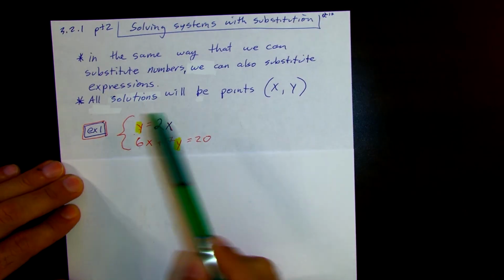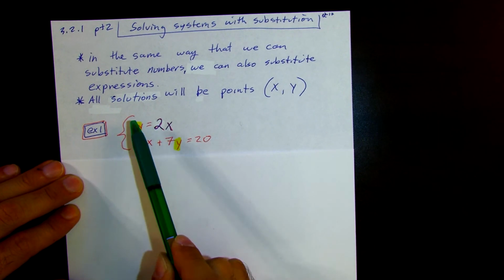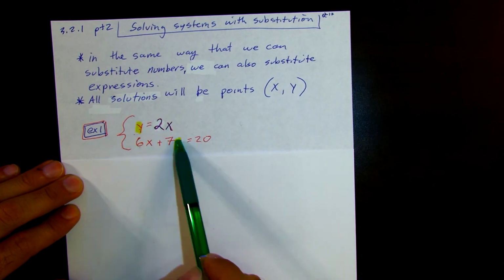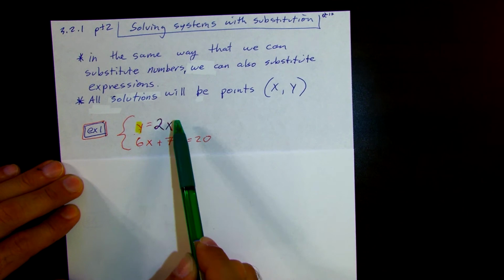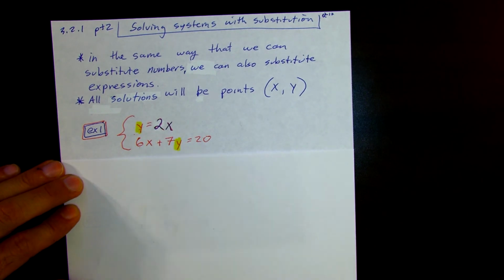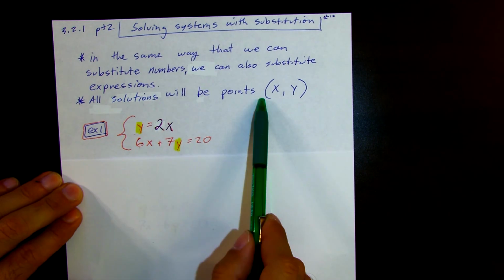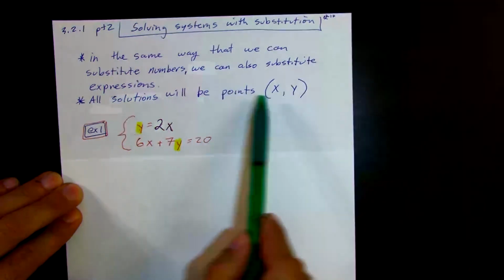Within a system, we're trying to find the value for the y's where it works for both of them. And we can accomplish that by plugging in whatever y is equal to. We can plug it in for that y. That'll allow us to isolate just my x variables. Another thing to remember is all solutions will be a point. Points x and y.